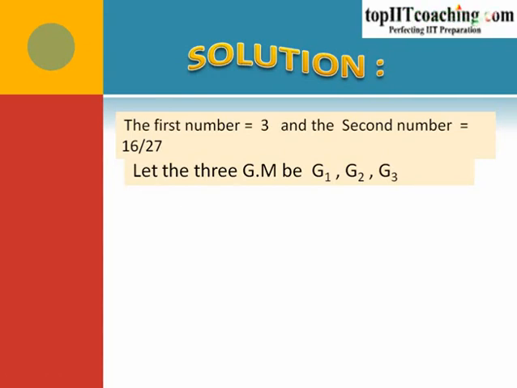Now let us say that the common ratio is equal to r. The first term is 3, the last term is 16 by 27, and there are total 5 terms. So this becomes 16 by 27 equal to 3 into r to the power of 4, or we can write it as r equal to (16 by 81) to the power of 1 by 4. Now when we take the fourth root of this expression, we get r equal to 2 by 3. Thus the value of the common ratio comes out to be equal to 2 by 3.